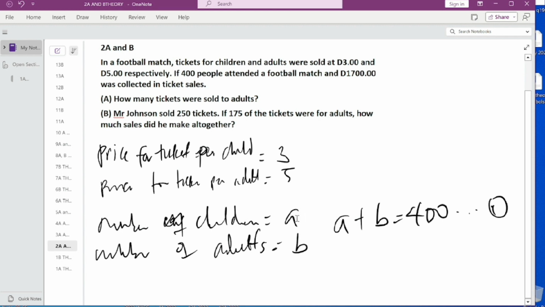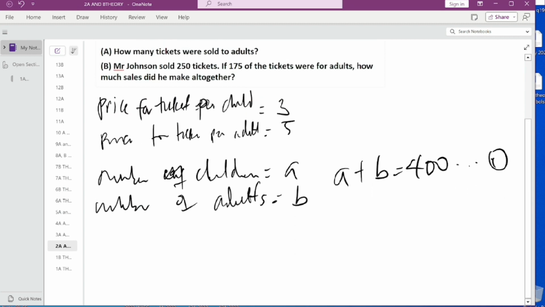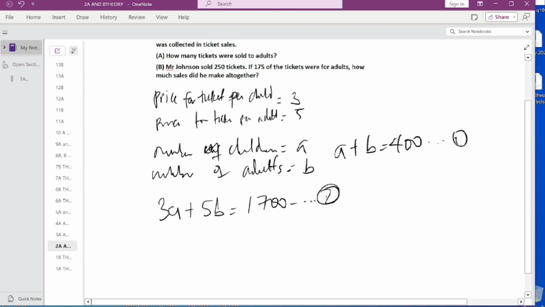In this case, we have A times 3. Then for the adults, we have B times 5 should equal 1,700. So we have 3A plus 5B equals 1,700. This is our second equation. And the question says, how many tickets were sold to the adults? The number of tickets that were sold to the adults will be equal to the number of adults who attended, which is B.